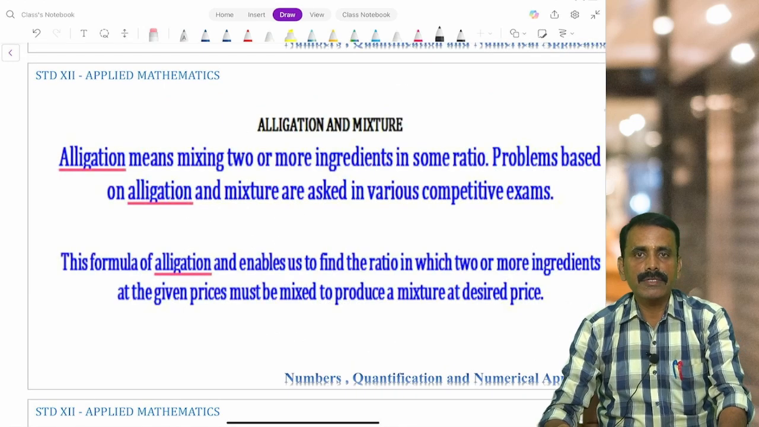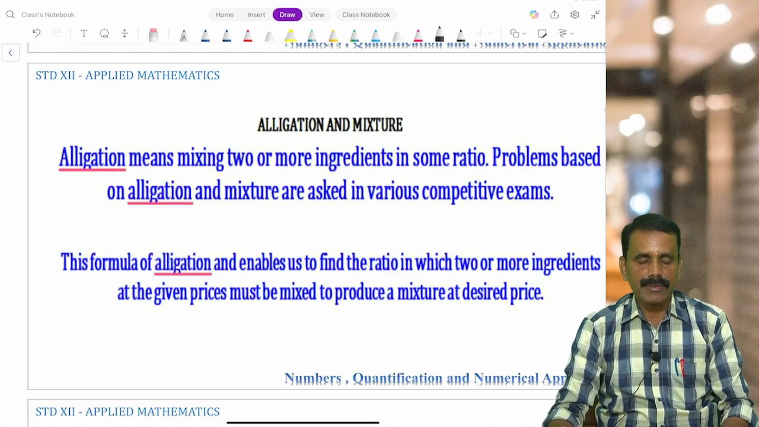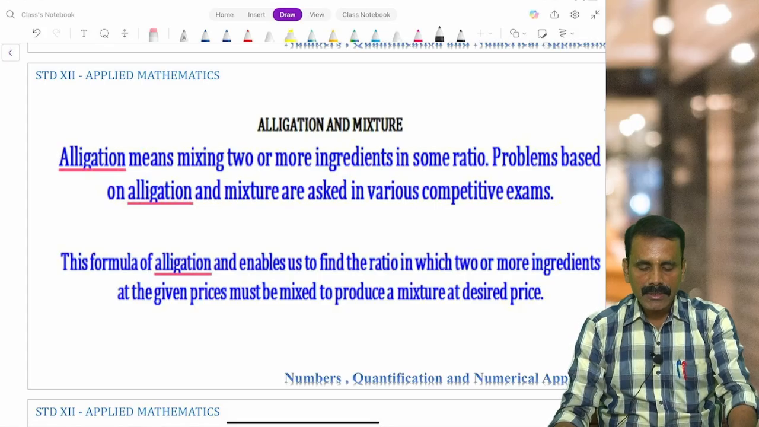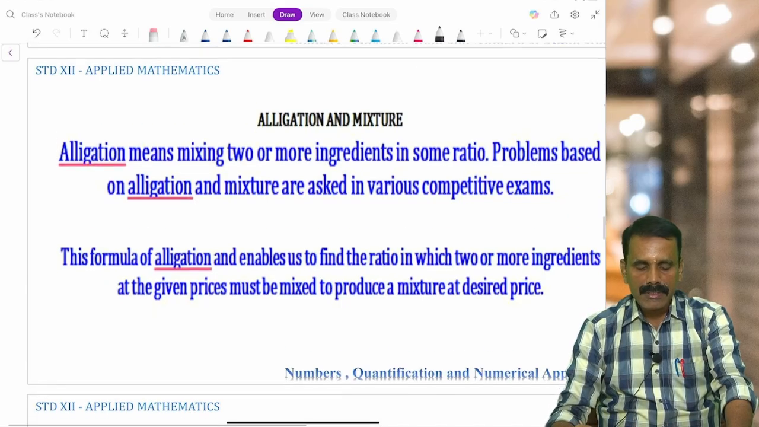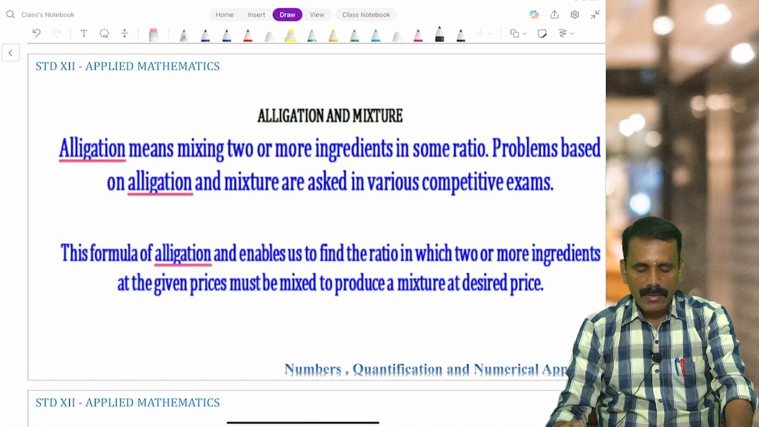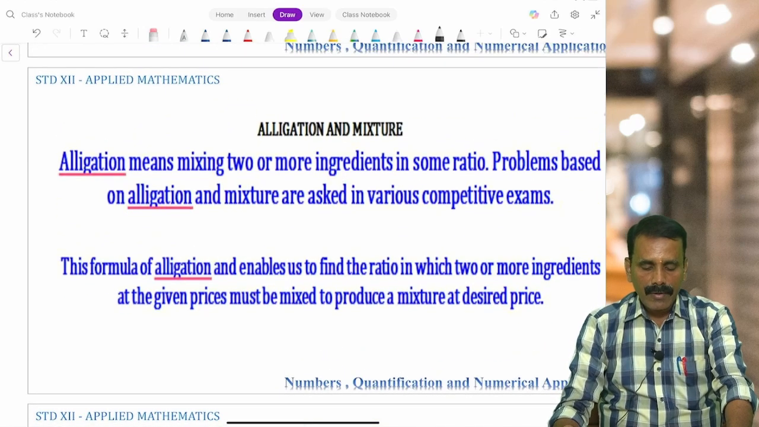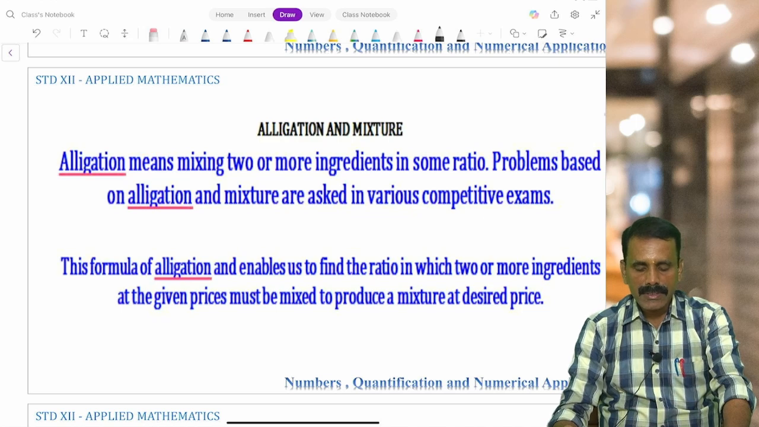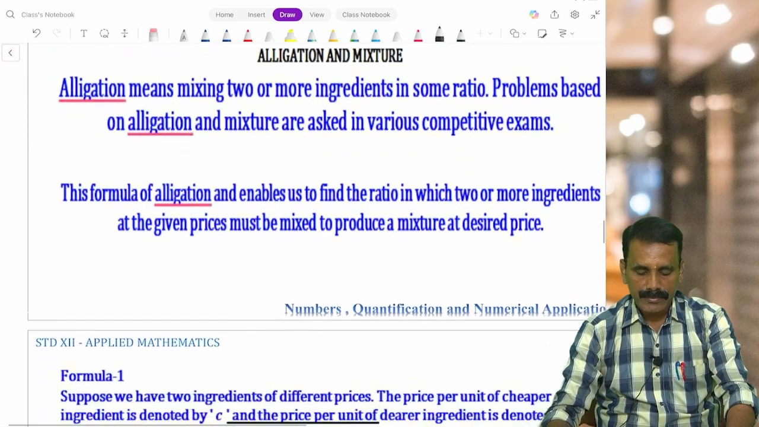In applied mathematics, in the first unit, the second concept we are going to learn is alligation and mixture. Alligation means mixing two or more ingredients in some ratio. Problems based on alligation and mixture are asked in various competitive examinations. The formula of alligation enables us to find the ratio in which two or more ingredients at given prices must be mixed to produce a mixture at the desired price.